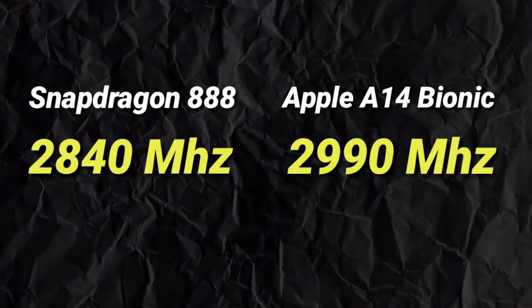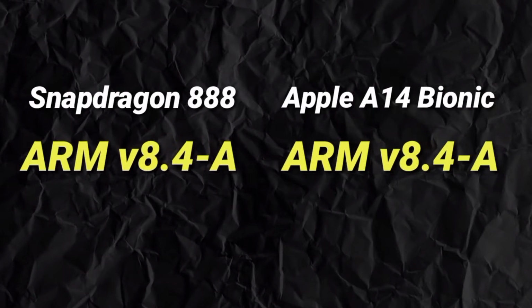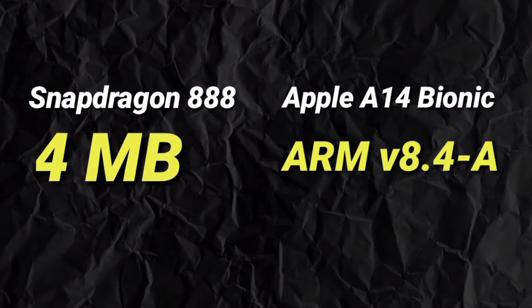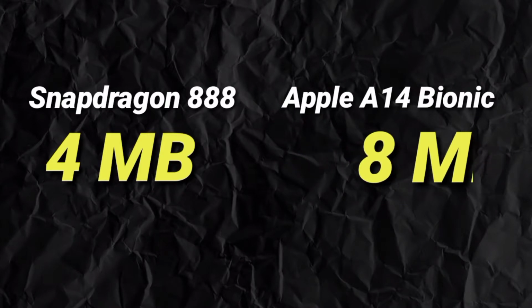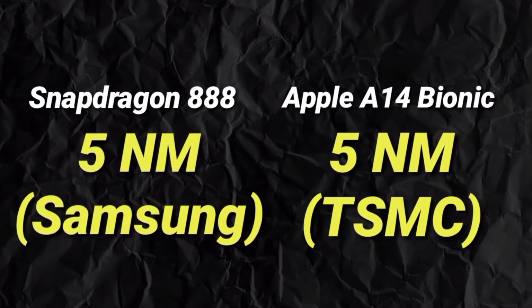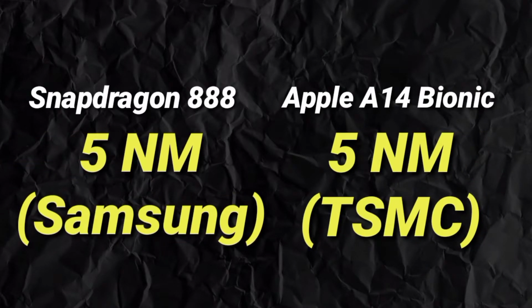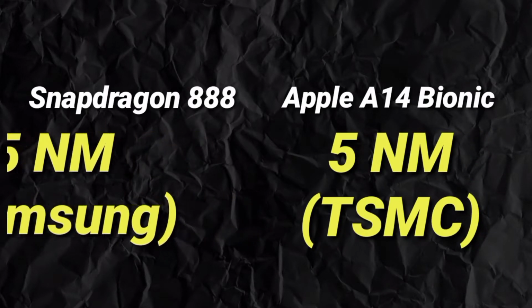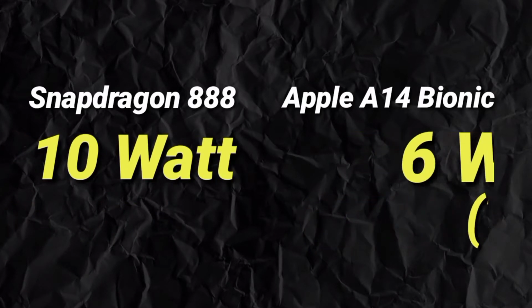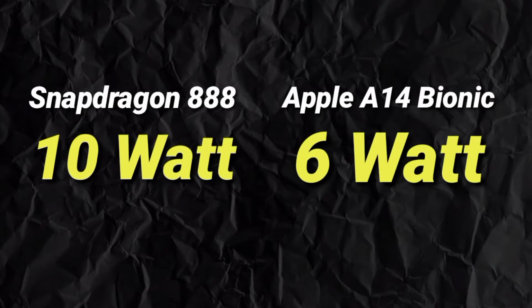The instruction sets of both SoCs are based on ARMv8.4-A. If we talk about the L3 cache of both SoCs, the Snapdragon 888 has 4 MB and the Apple A14 Bionic has 8 MB. Both of these SoCs are built on a 5 nanometer fabrication process. The thermal design power of the Snapdragon 888 is 10 watts and the thermal design power of the Apple A14 Bionic is 6 watts. That means the Apple A14 Bionic is more efficient and consumes less battery.